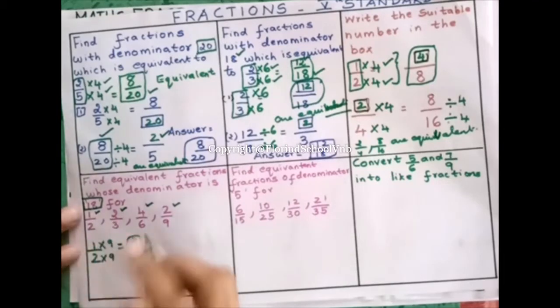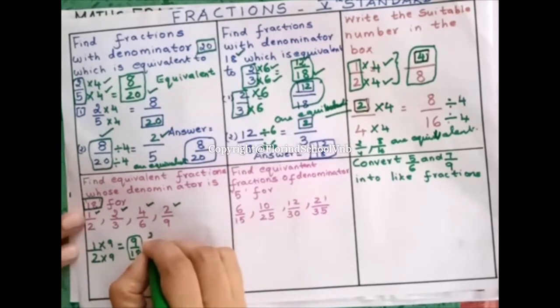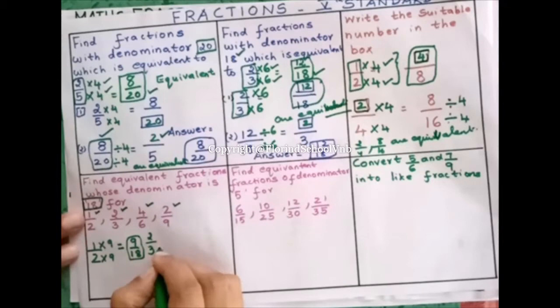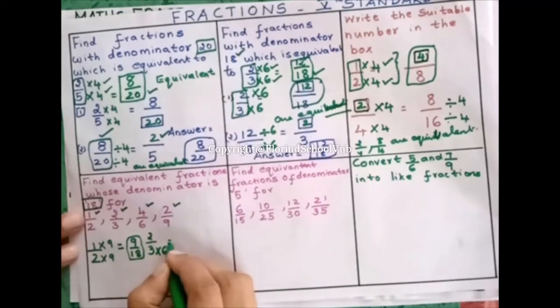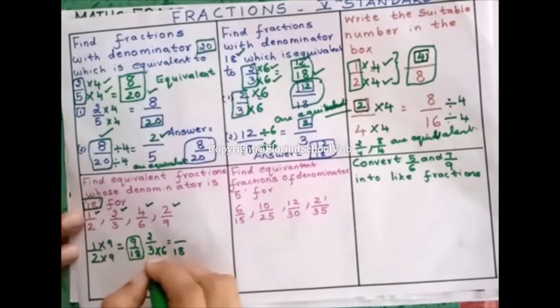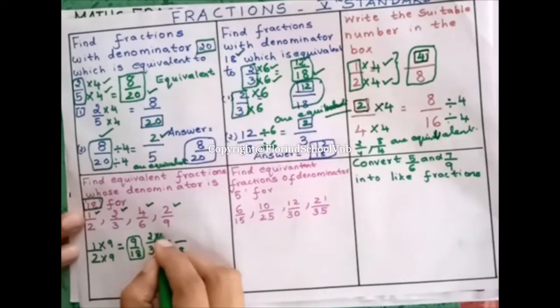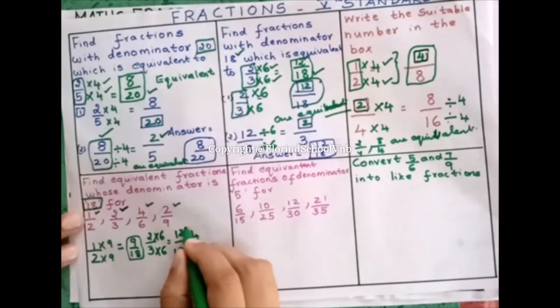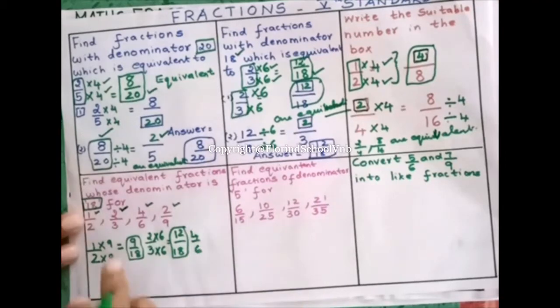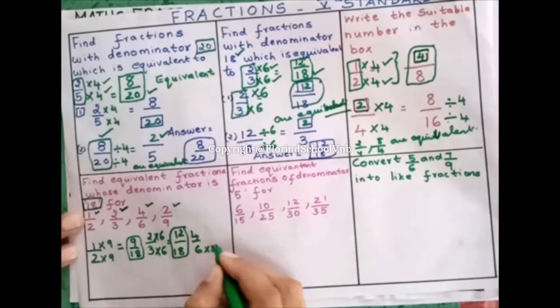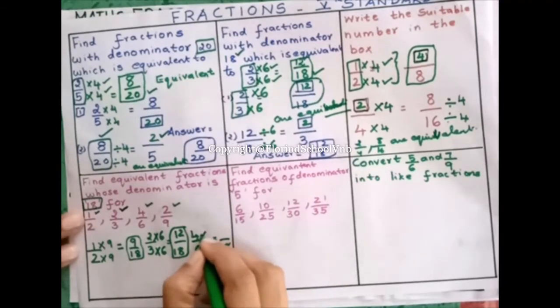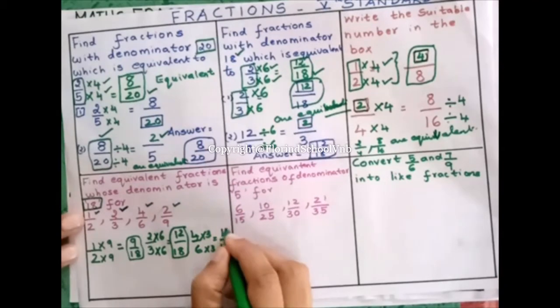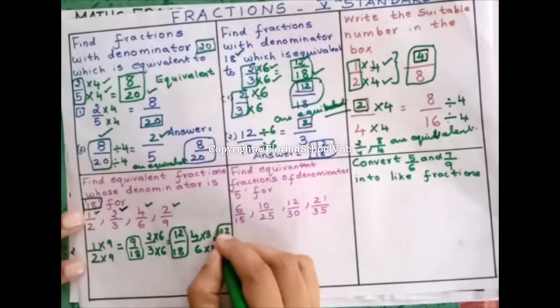Okay. Now next 2 by 3. When you multiply 3 into 6, you get 18. So 6 you have to multiply 2 also by 6. It becomes 12 by 18. So this also solved. Now next is 4 by 6. 6 threes are 18. So multiply the numerator also by the same number. 4 threes are 12. Okay, 12 by 18.